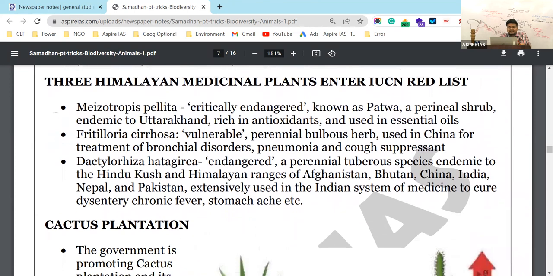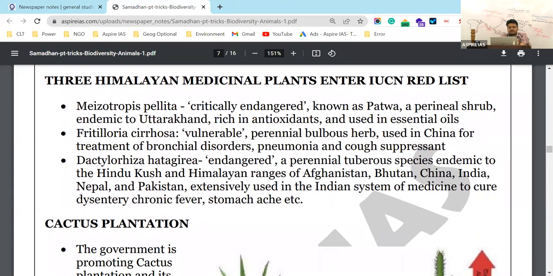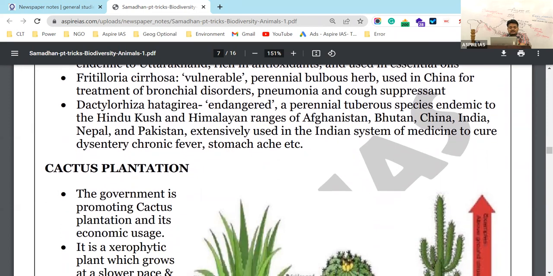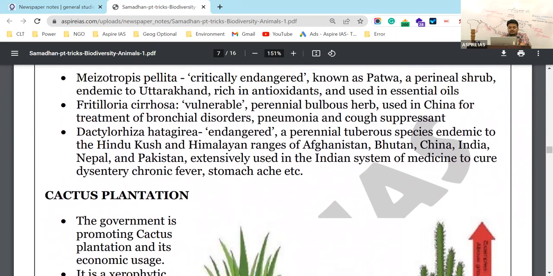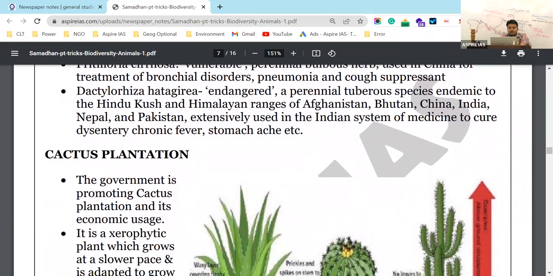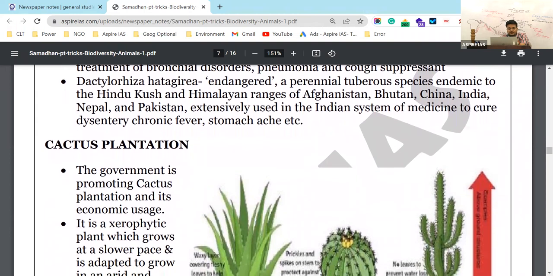Now three Himalayan medicinal plants entered the IUCN Red List, very important. Meconopsis paniculata, critically endangered, known as patava. It is a perennial shrub in Uttarakhand, with antioxidant and essential oil. Yaad rakhiyo. Then Fritillaria cirrhosa and Dactylorhiza hatagirea. So one is in Uttarakhand, second is in China, vulnerable, third is endangered in the Hindu Kush mountain and Himalayan ranges of Afghanistan, Nepal, Pakistan. It is also important for fever.